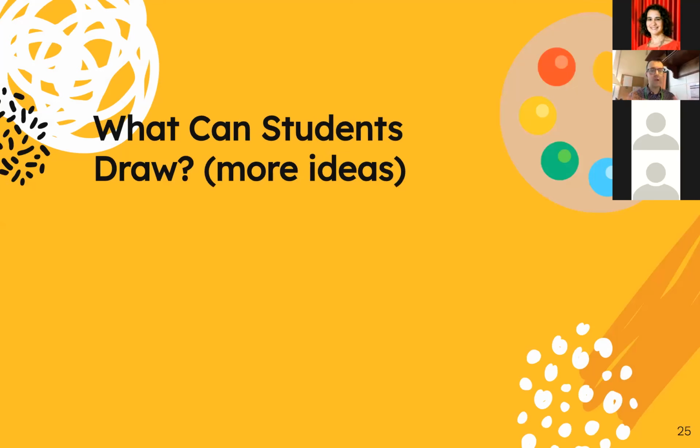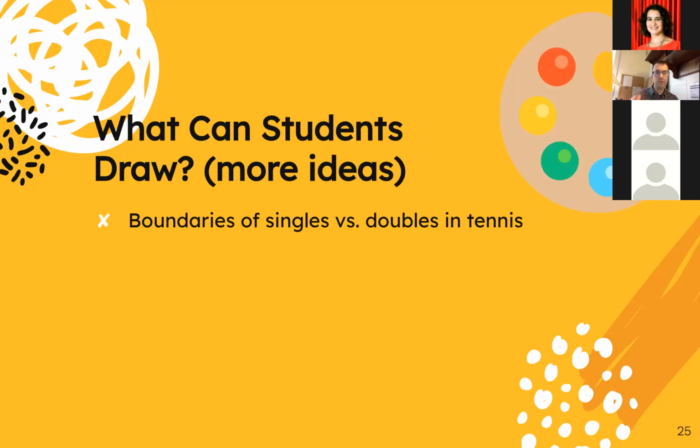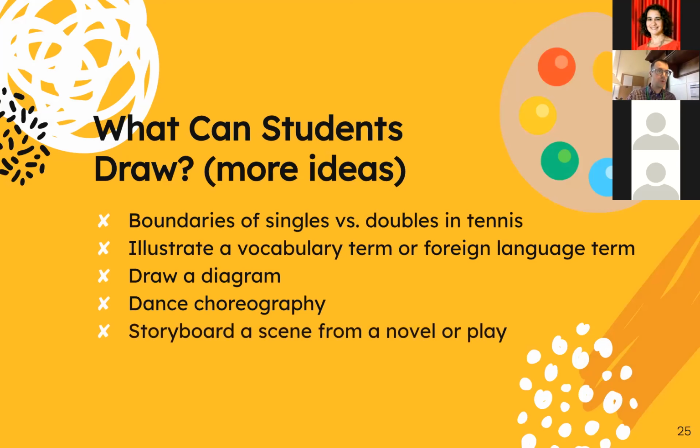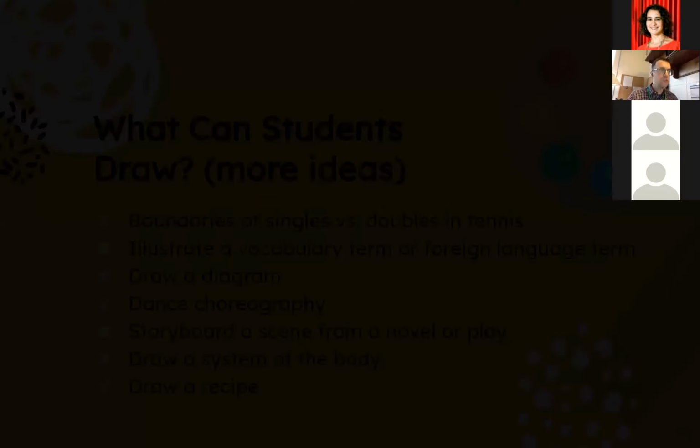Okay, just some more ideas for drawing before we go on to our next thing. Boundaries of singles versus doubles in tennis, or really any issue where there's ever been a boundary issue in world or American history, right? Boundaries. Illustrate a vocabulary term or a foreign language term. Draw a diagram. Dance choreography. Storyboard a scene from a novel or play. Draw a system of the body, right? Draw a recipe. So many different things.